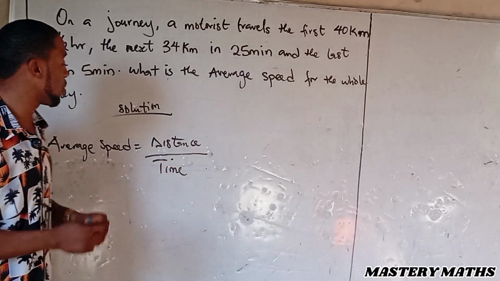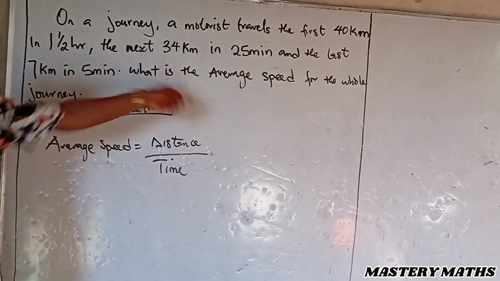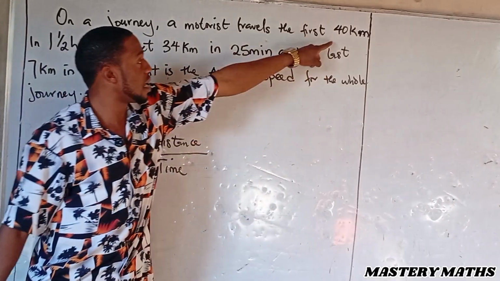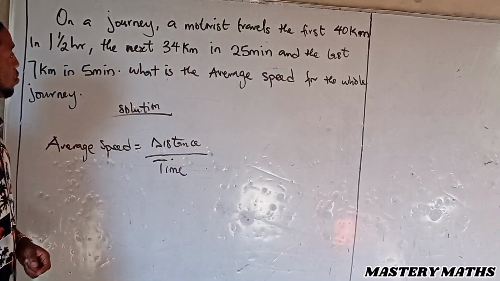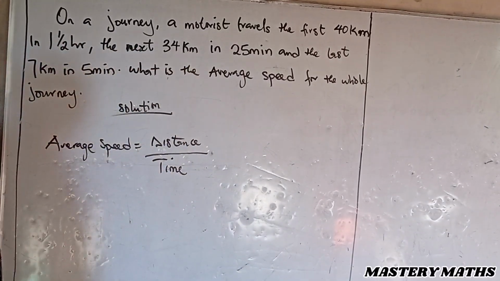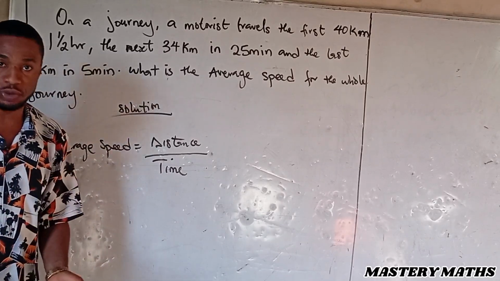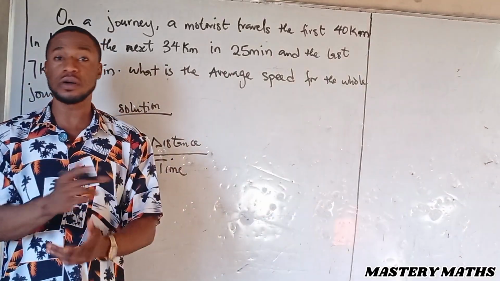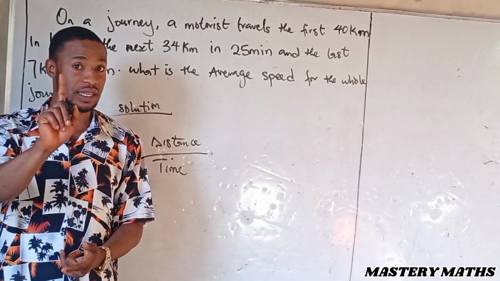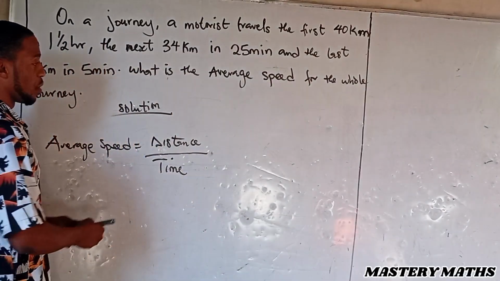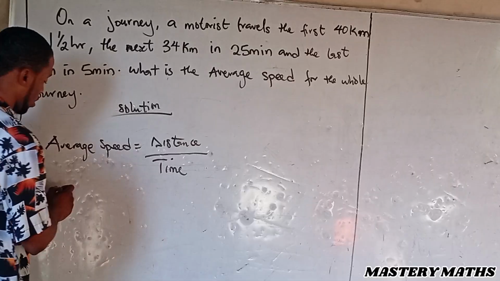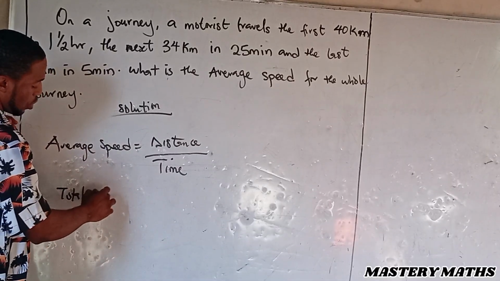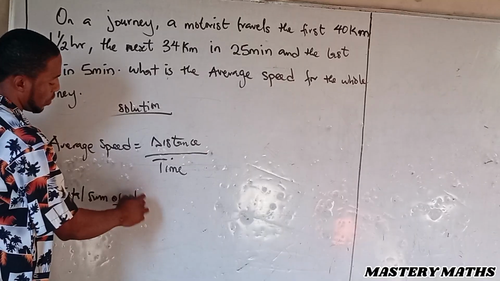Now, in the question, we have different distances. We have the first distance, 40 kilometers, the second, 34 kilometers, and the third, 7 kilometers. Now, what should we do? First of all, we need to sum all the distances to make one distance. We calculate the total sum of the distance.